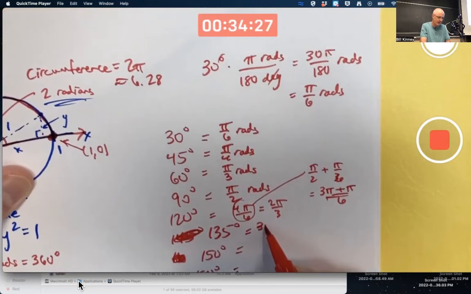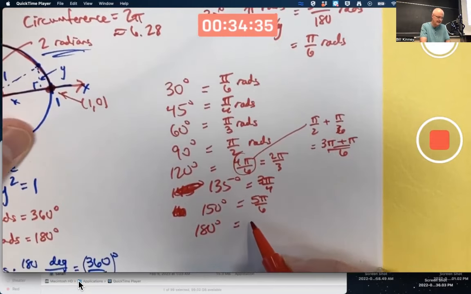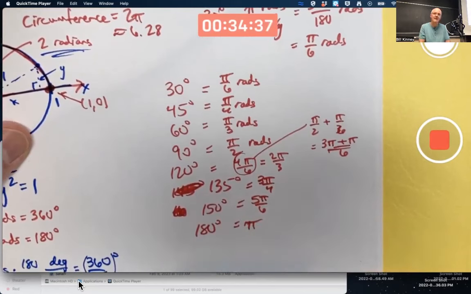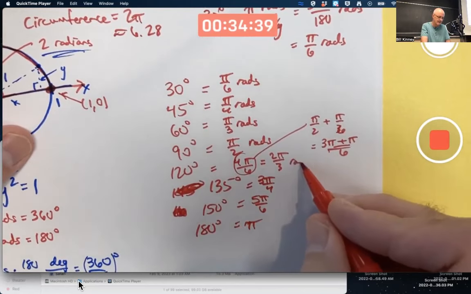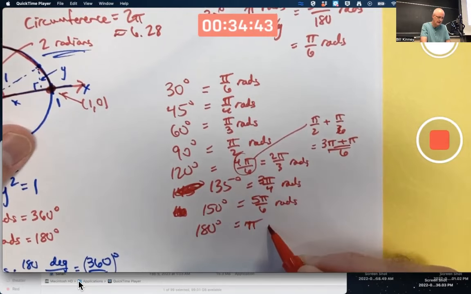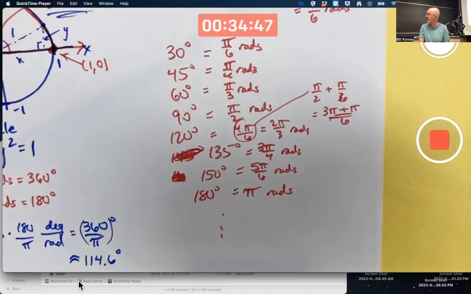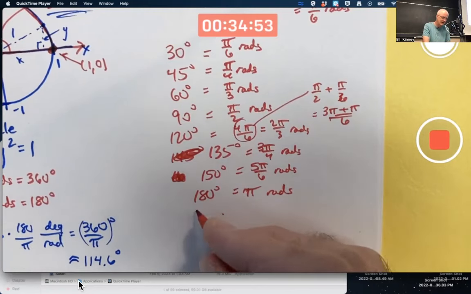This one's 3 pi over 4. This one's 5 pi over 6. And this one, 180 degrees, is pi. All in radians here. Etc. You should be able to, if you have enough time, do other kinds of conversions. Probably should do the next one since that's the CP.